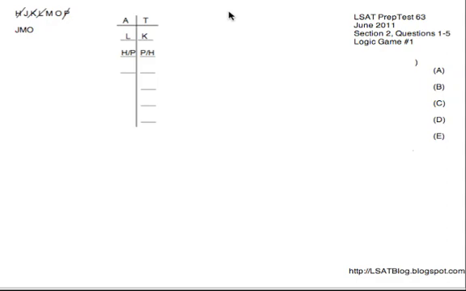This is the Judicial Appointments game. It's a splitting game. We know this because we are dividing the 7 variables H, J, K, L, M, O, P into one of 2 courts, either appellate or trial. Now I've laid out some things here, but don't worry, I'm going to explain all of that.